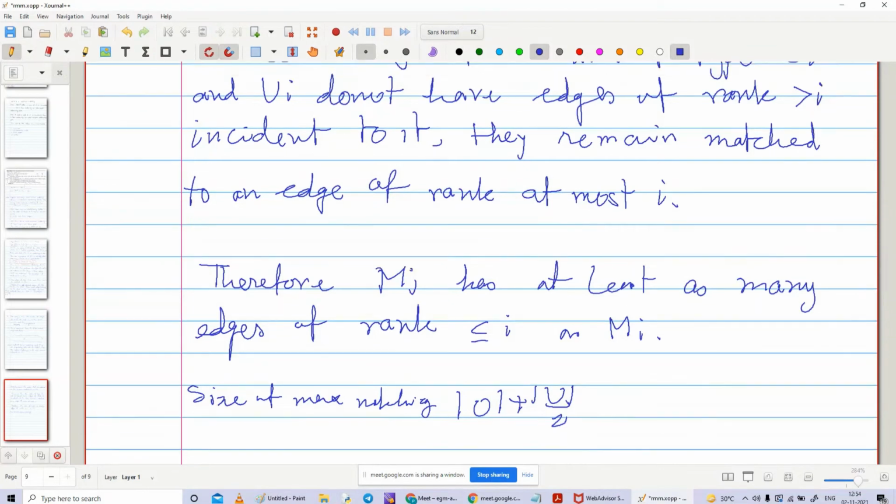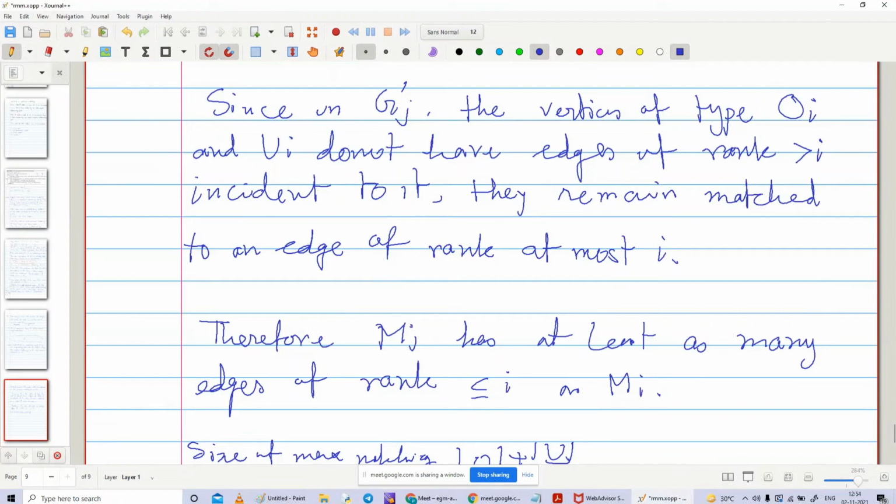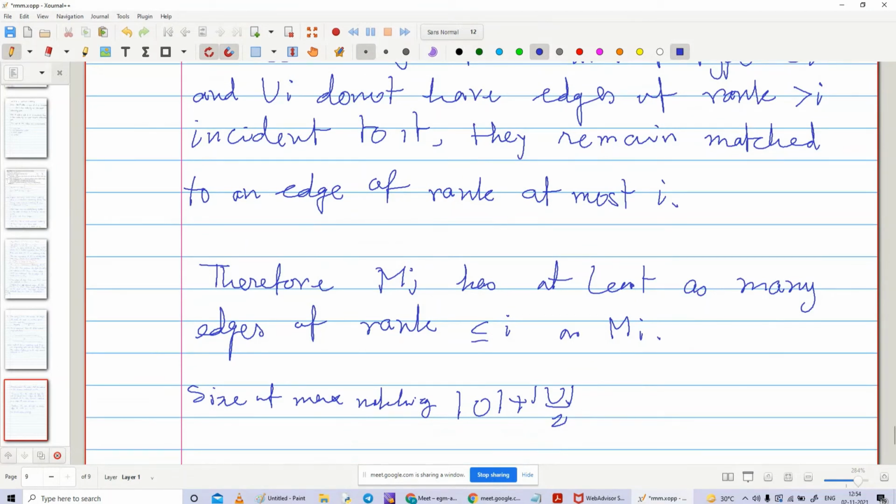Now we have seen that the vertices of type Oi and Ui remain matched with an edge of rank less than or equal to I in G prime J. That means the size of the matching in G prime I of Mi was (Oi plus Ui) by 2.